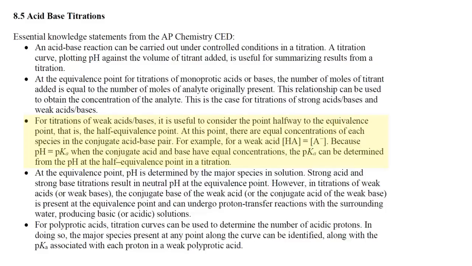A minus is the generic formula of the conjugate base of that weak acid. And because pH is equal to pKa when the conjugate acid and base have equal concentrations, then the pKa can be determined from the pH at the half equivalence point in a titration. So pH equals pKa at the half equivalence point.